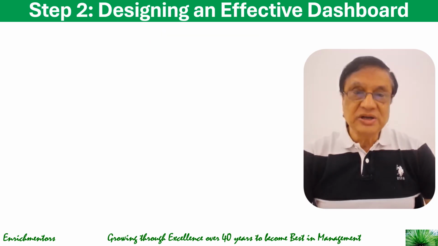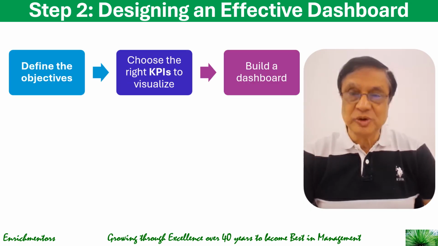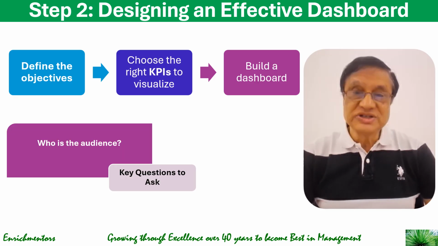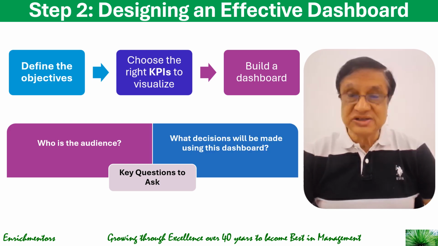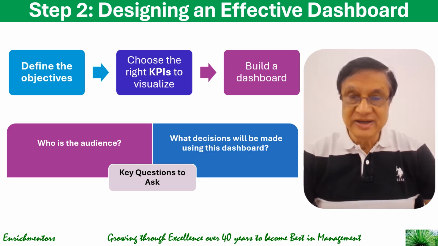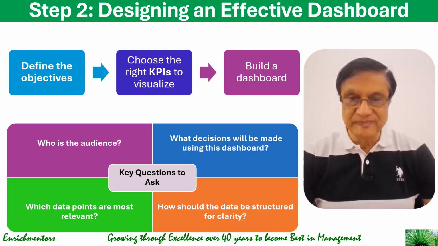The second step would be to design an effective dashboard. Before building a dashboard, you need to define the objectives and choose the right KPIs to visualize. What are the key questions you can ask to do that? First, who is the audience? Are these the executives, the analysts, or the marketing teams? Second, what decisions will be made using this dashboard by this audience? Third, what data points are most relevant? And fourth, how should the data be structured for clarity?